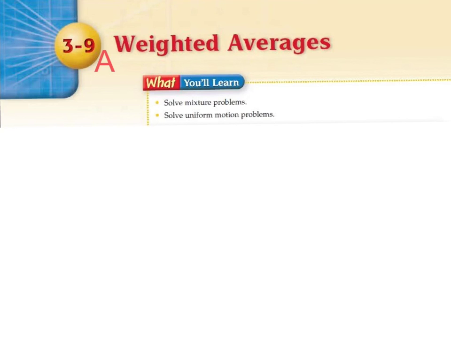Lesson 3.9 is titled Weighted Averages, and there are really three topics altogether in our textbook: weighted average, mixture problems, and uniform motion. In this video, we're going to look at the first two, weighted averages and mixture problems.